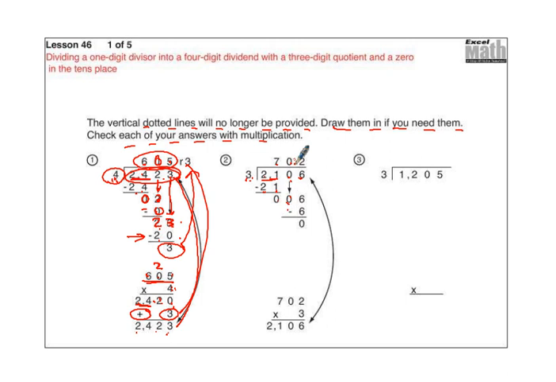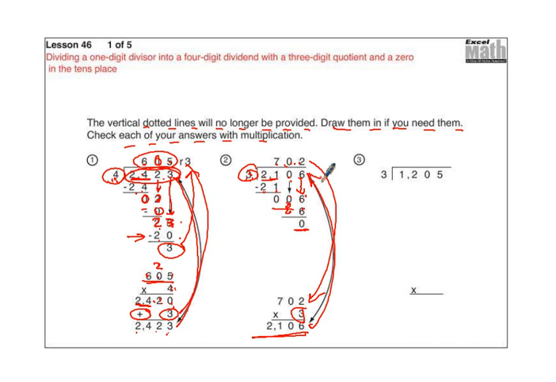Since it's going in 0 times and you would write a 0 and you're still going to get 0, why even do that step? Just go ahead and go to the next step of bringing the 6 down, but you got to put the 0 up there. 6 divided by 3 is 2. 2 times 3 is 6. 6 minus 6 is 0. There is no remainder. 702, the quotient, times the divisor, 3. 702 times 3 is 2,106, which matches up with that.